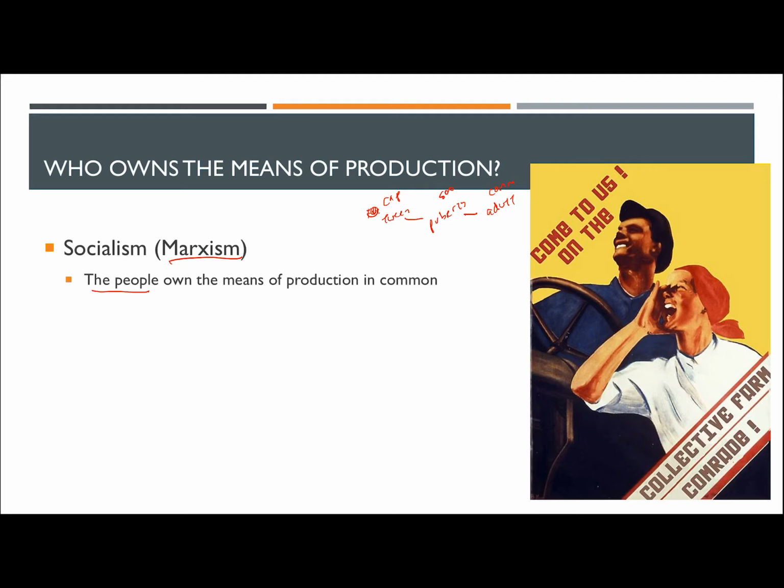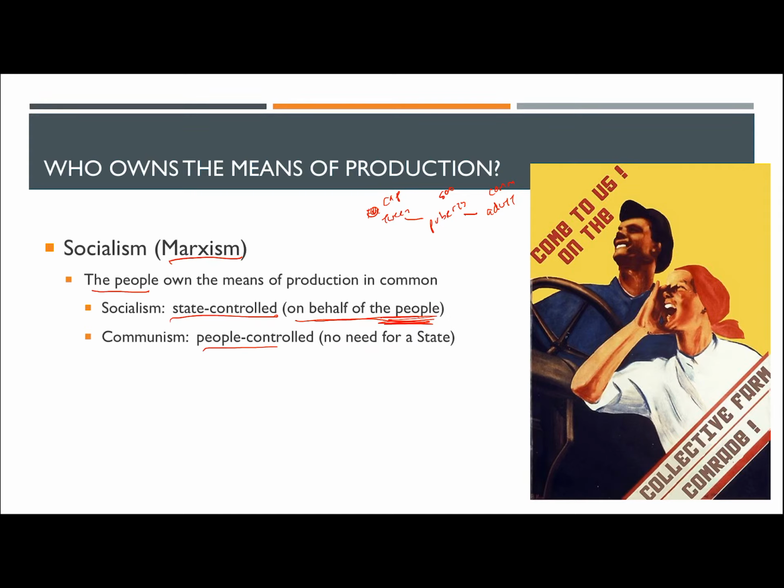So the people own the means of production. In socialism, that's going to mean it's state controlled. The government controls the means of production on behalf of the people. So it's still the people that own it, but the government is the thing that helps do that on their behalf. They're representing the people. Communism is people controlled. And once you've reached communism, there's no need for a state, which is why we've never really seen that just yet. But that's the idea here.